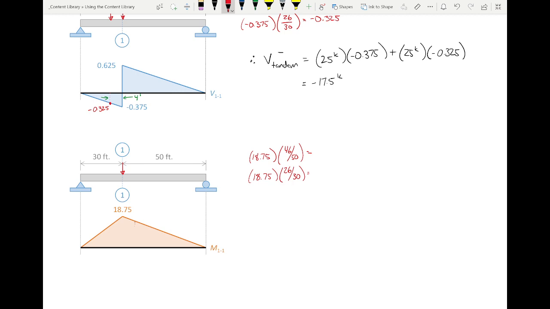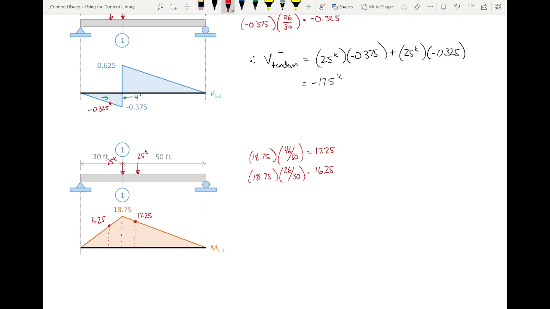So in other words, I'm trying to figure out what this value and what that value are on the influence line. So what's the first one, 46 over 50 times that? So this is 17.25. And what about this next one? 16.25. So now, this one bore out what we thought made sense, right? We need the 25 kips like that. Does that make sense? Okay.